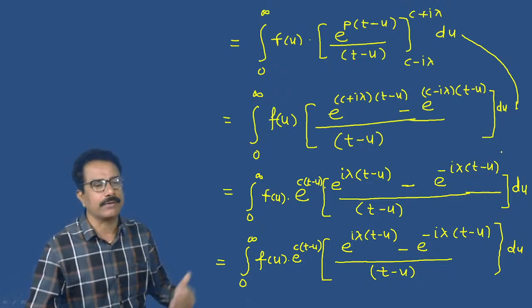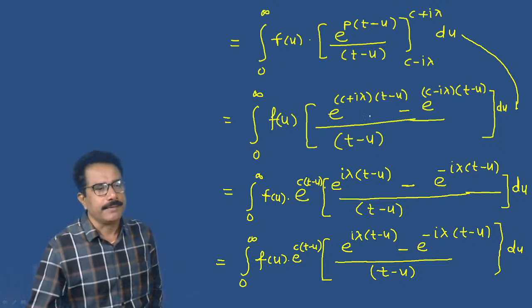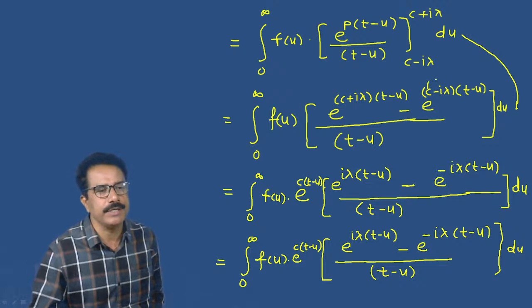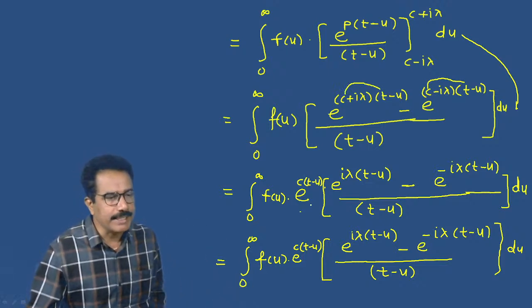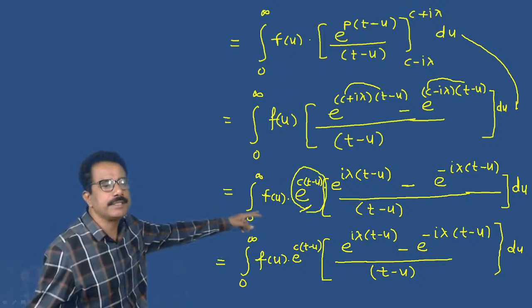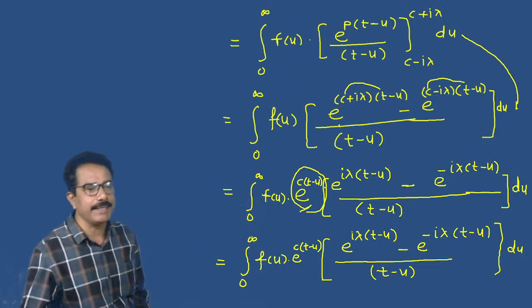Now here we can calculate this. Again, see this e raised to c into t minus u. Here e raised to c into t minus u can be taken common. So we will get e raised to c into t minus u as the common term. Then which are the remaining terms?